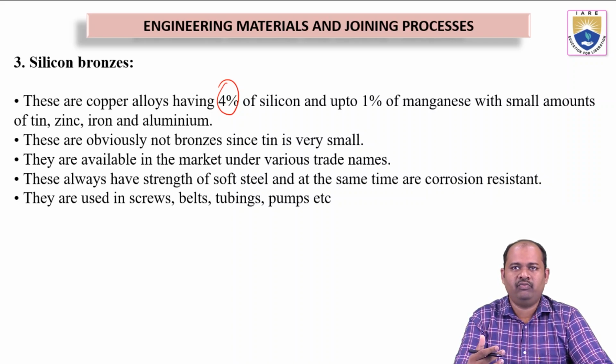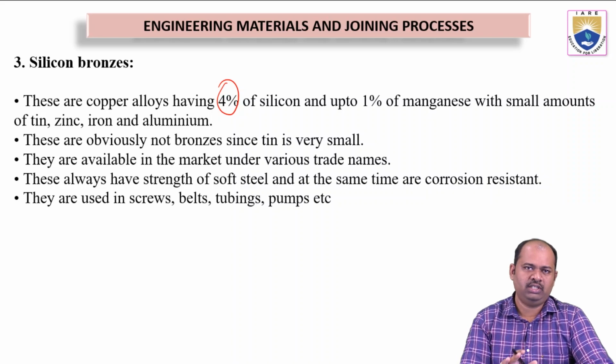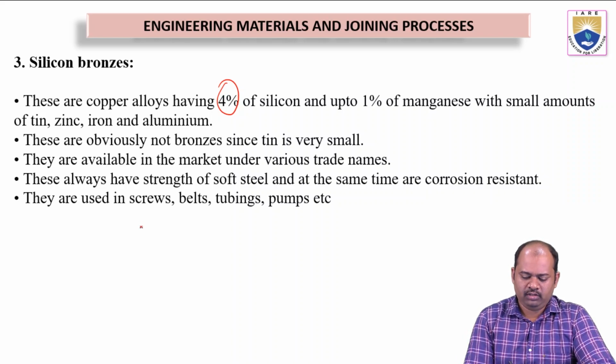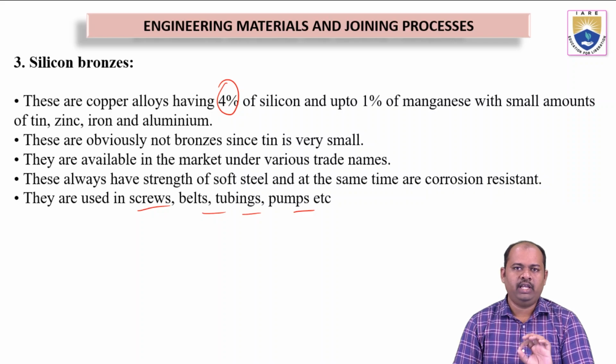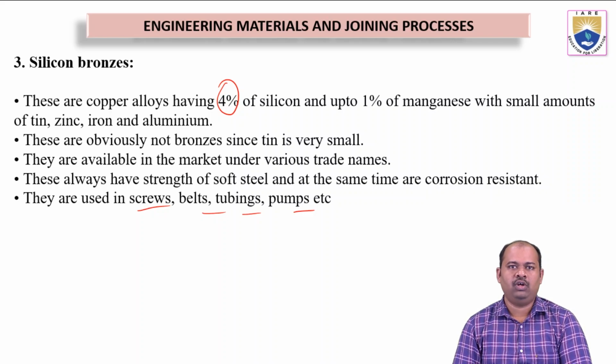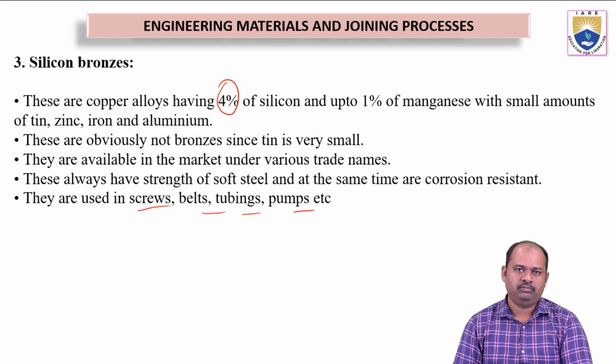They are available in the market under various trade names. These always have the strength of soft steel and, at the same time, corrosion resistance. So the properties of silicon bronze are very similar to soft steel, and it is corrosion resistant. These are used for screws, bolts, tubings, pumps, etc. Most of the air conditioner vents or air conditioner tubes are made of this silicon bronze. This is how it is usable in most applications related to HVAC systems.